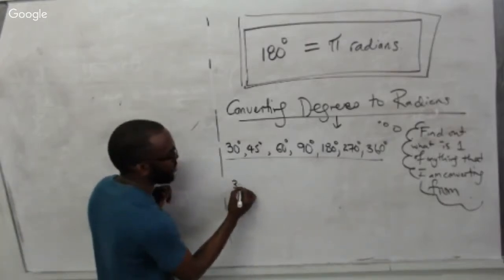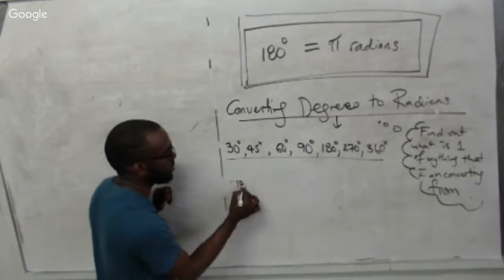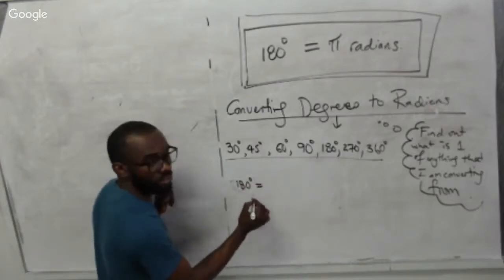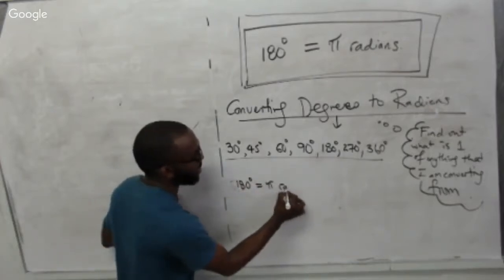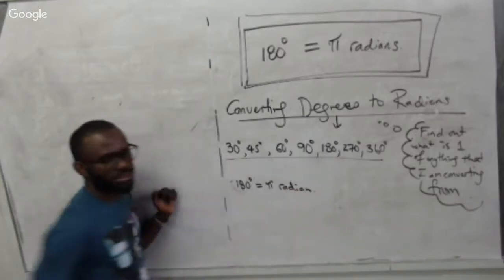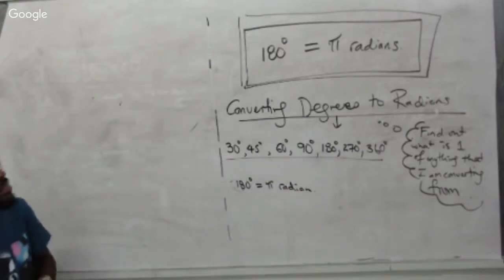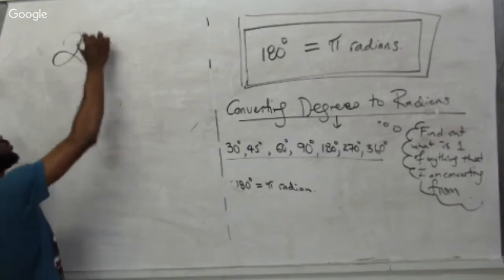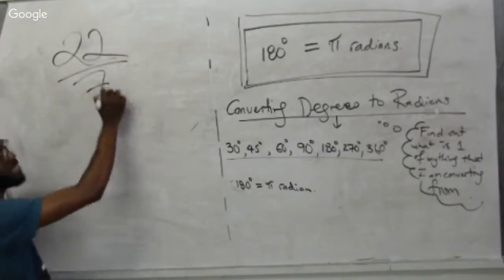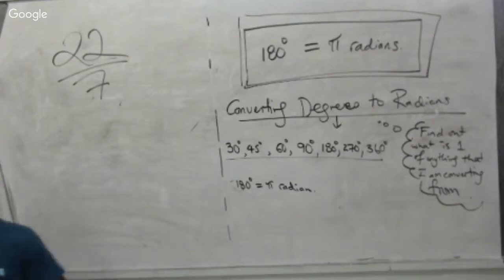So if I want to convert 30 degrees, first of all, I'm going to recall the formula: 180 degrees equals pi radians. What is pi, by the way? Pi, as you know it, is 22 upon 7. You will not use that, ever. It's an approximation. And you will not use 3.142 unless they say, assume pi is equal to 3.142. They are approximations.